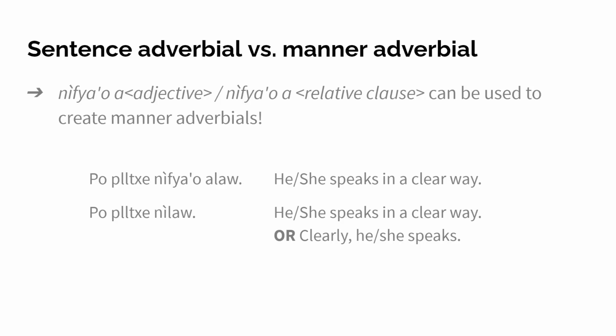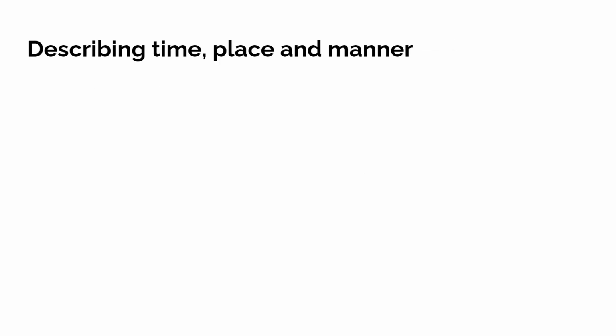It can either mean he or she speaks in a clear way. So how do they speak? Clearly. So it describes the way they speak. Or it can be a sentence adverbial, so basically a comment about the whole sentence. Yeah, clearly he or she speaks. So if we just use nilau, then it's not clear which of the two we mean. So if we mean the first one, if we are describing how someone speaks, it can sometimes be a bit clearer to use the first way, niwotx allow. If we mean the second one, then we always have to use nilau.